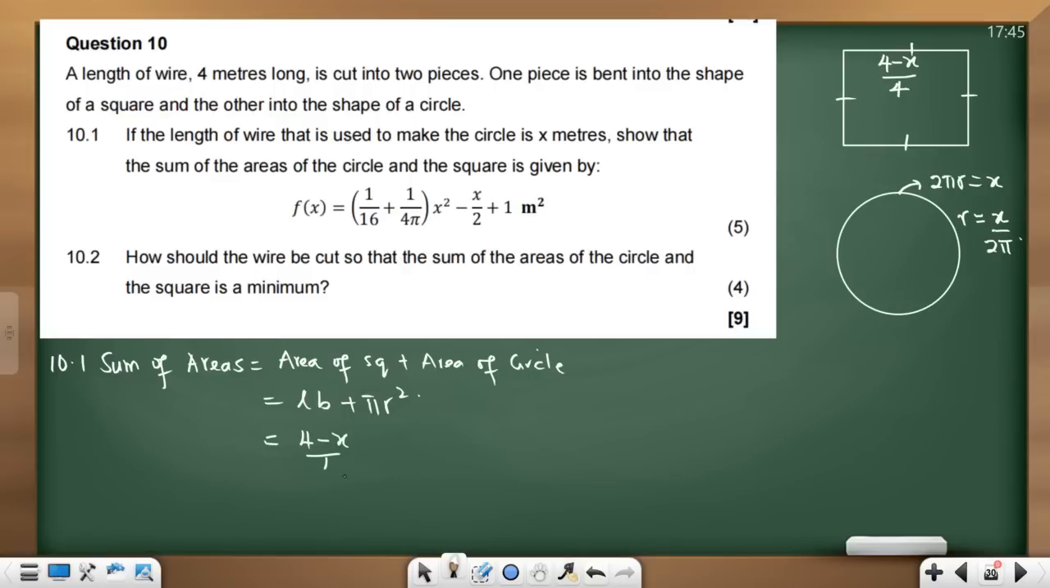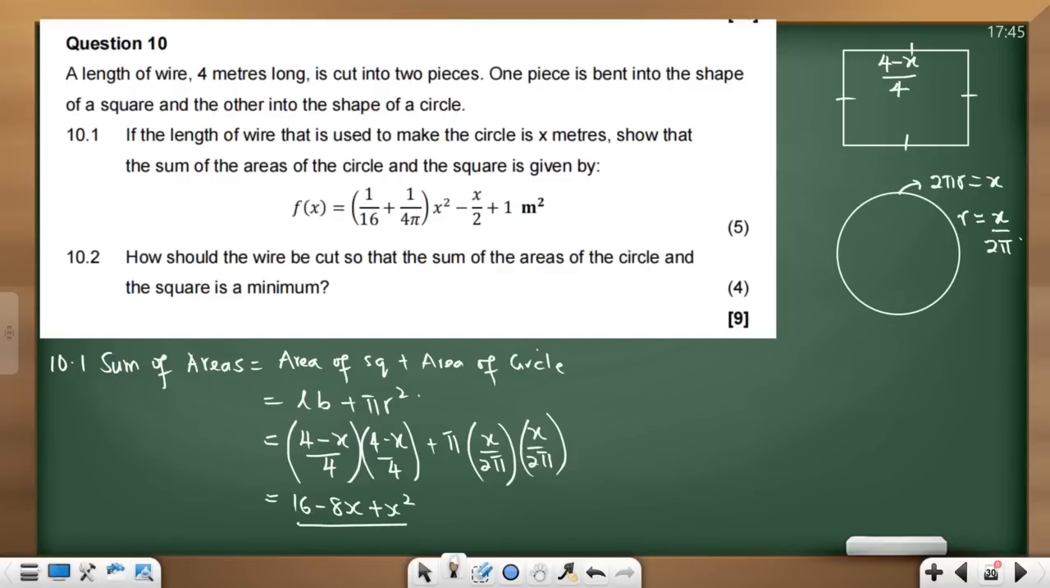What do we have here? 4 minus x over 4, in brackets, squared, because it's a square, plus pi times our radius, x over 2 pi, squared. Let's simplify. We must get that answer. The top is a foiling story. 4 times 4 is 16, minus 4x minus 4x will give me 8x. We foil there. 4 times 4 is 16 there. Plus, this pi would cancel that pi. What do we have? x squared over 2 times 2 is 4 pi.